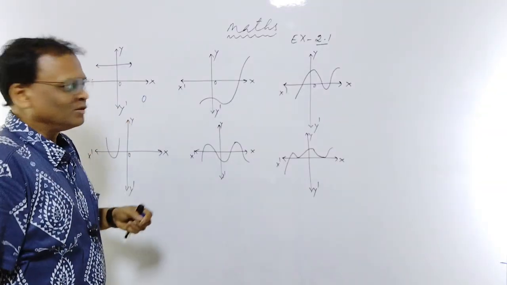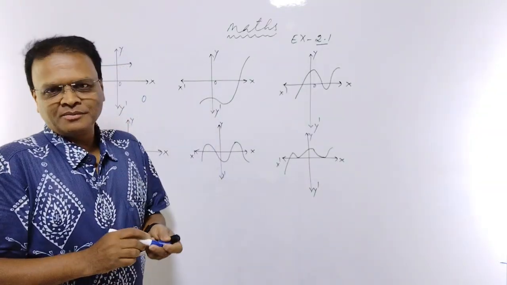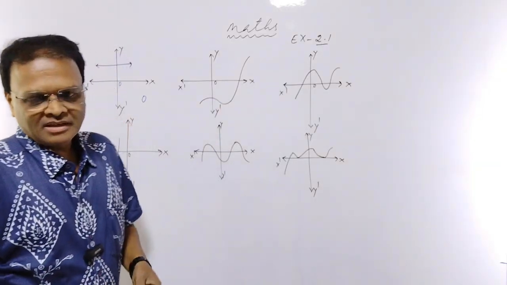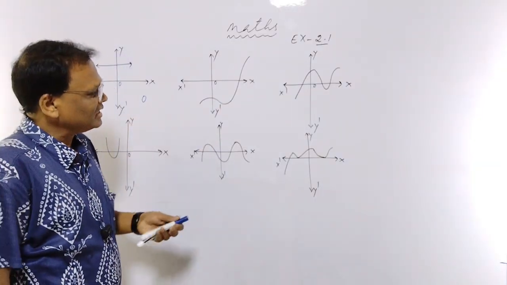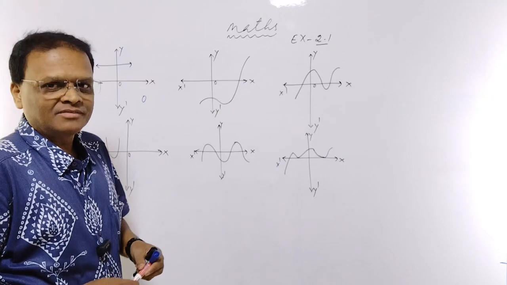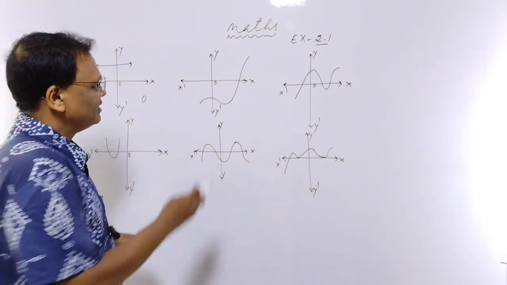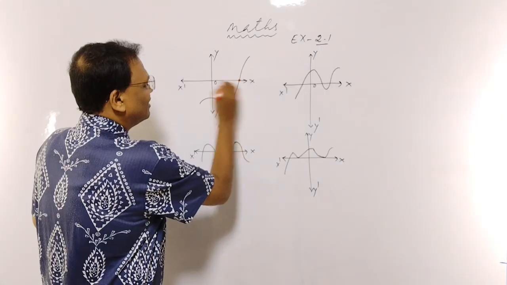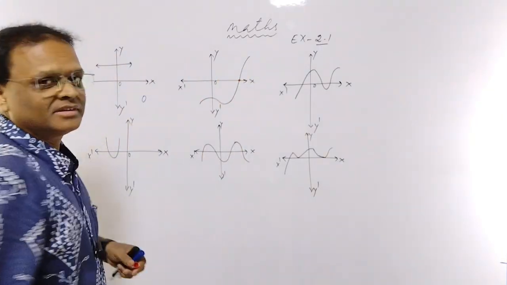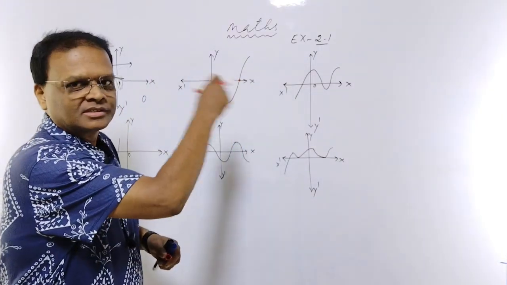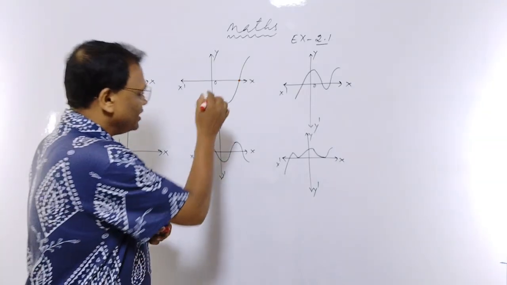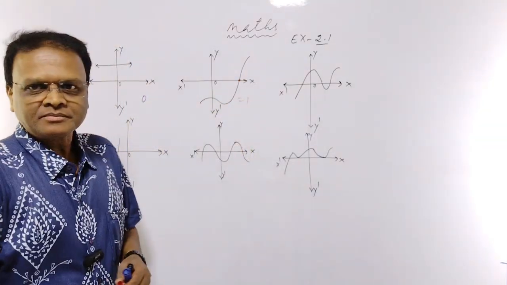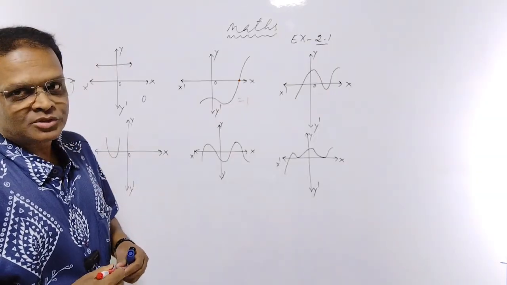In the second case, look at it. This is your graph. Just check at how many points that graph is touching your x-axis. Let me point out. This is the point where this graph is intersecting your x-axis. So therefore, the number of zeros is equal to 1.